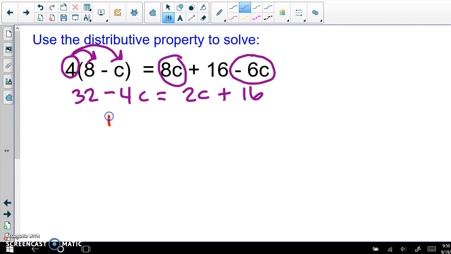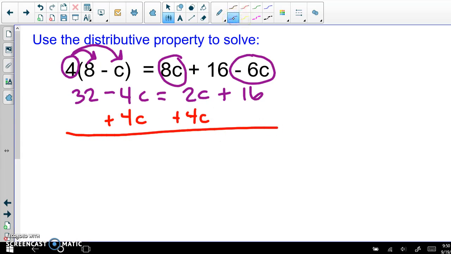So to do that, I'm going to use inverse operations, and I'm going to start by getting all of my c terms together. So I'm going to add 4c to both sides. On the left side, I'm left with 32 because minus 4c and positive 4c cancel. And on the right side, 2c plus 4c is 6c, plus I still have 16.